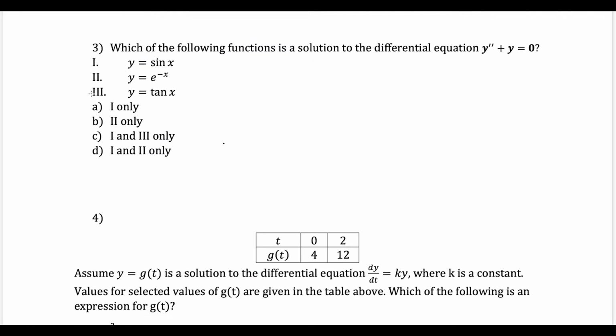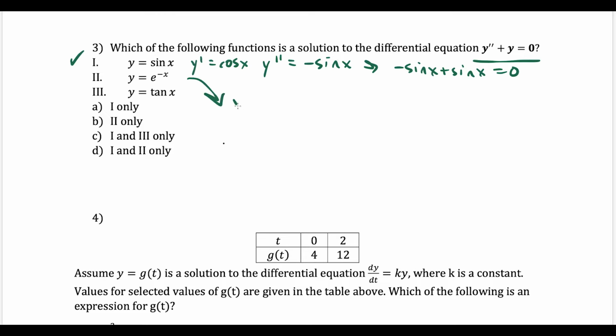So question 3, we have a Roman numeral question, and we want to know which of these equations satisfies this differential equation. So for this one, I would just go brute force, finding the second derivative of all of these Roman numerals. So I have y prime is cosine, y double prime would be negative sine x. And notice if we do sine x plus the second derivative negative sine x, that is in fact going to give us 0. If we add the y double prime and the y term, this is going to equal 0. So Roman numeral 1 is good.